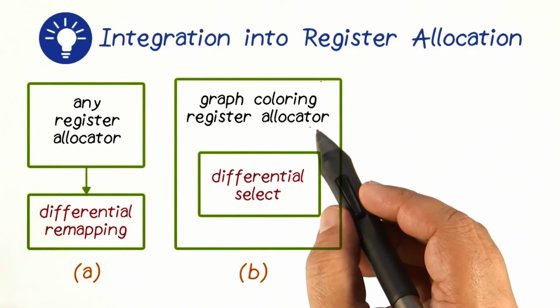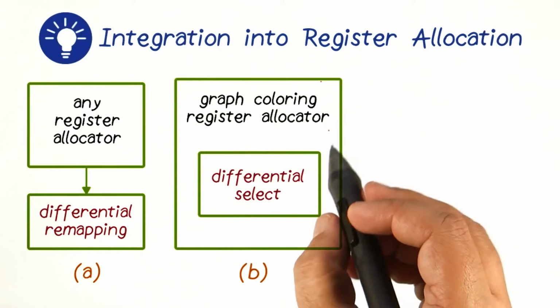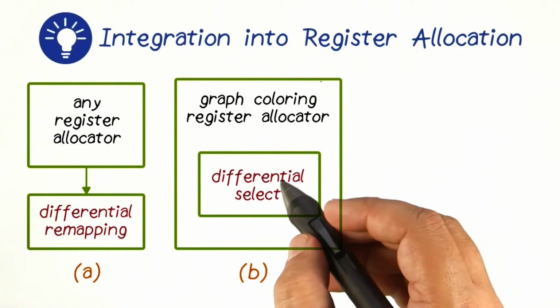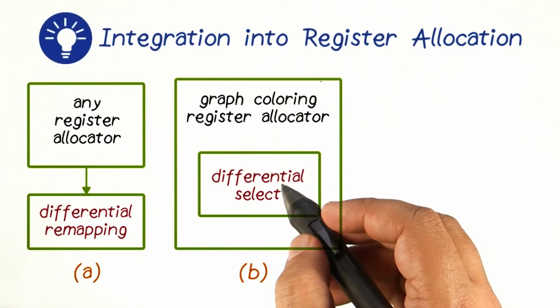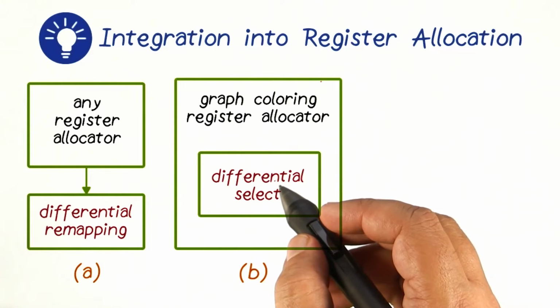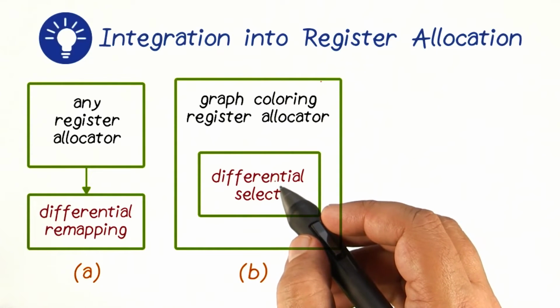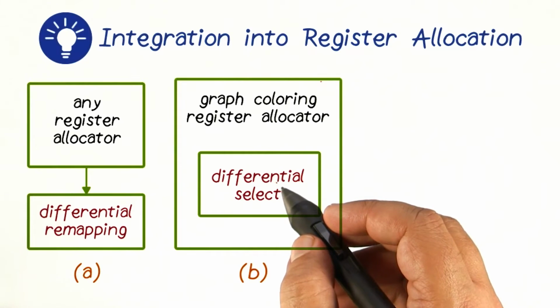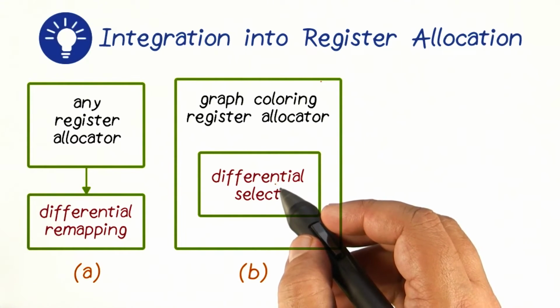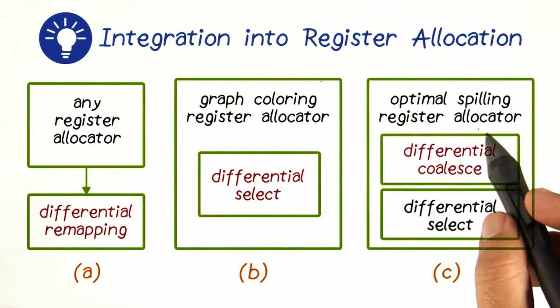The second one is to actually modify a register allocator by building a differential select mechanism inside the register allocator. What is a differential select mechanism? Remember that act of visiting the interference graph and pulling out nodes from it and putting them on stack? That is called the select stage of a register allocator. And maybe the order in which these nodes go on stack could be different based on the differences.